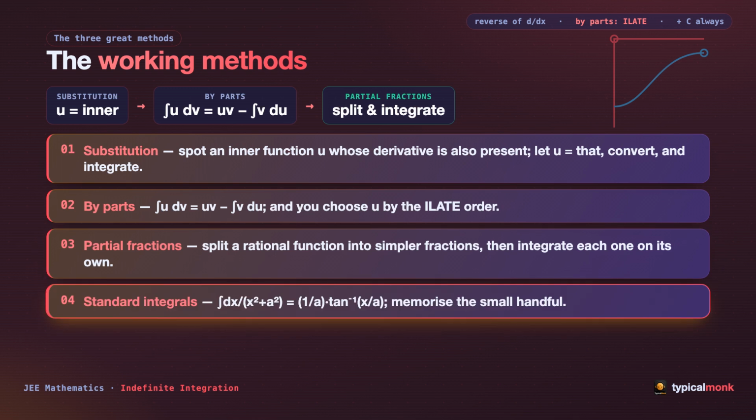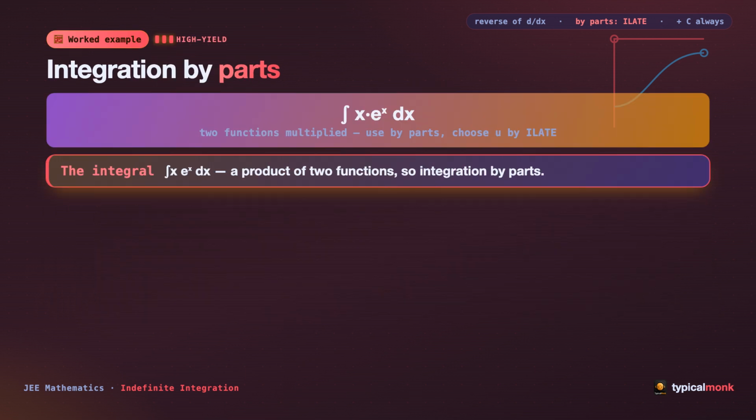And the standard integrals. The integral of dx over bracket x squared plus a squared equals 1 over a times the inverse tan of x over a. Memorize the small handful. Let us work the JEE favorite, integration by parts.